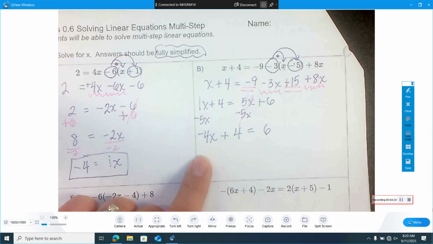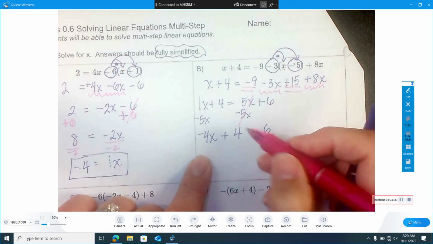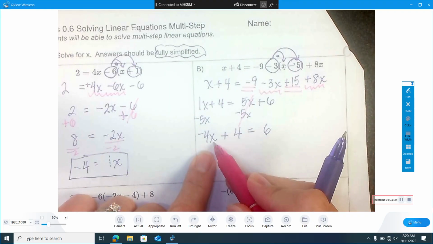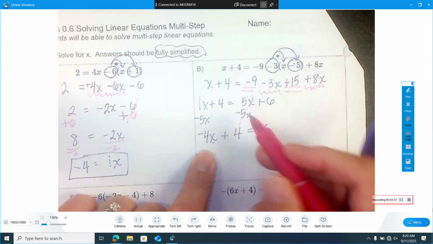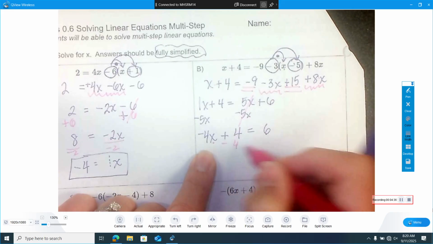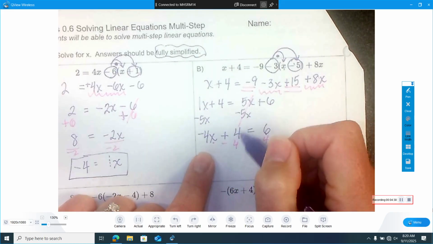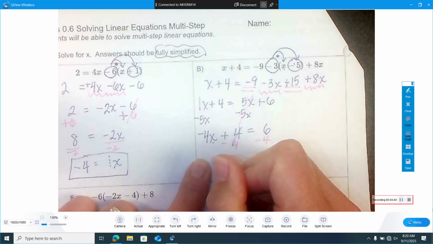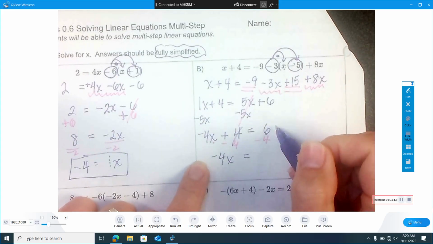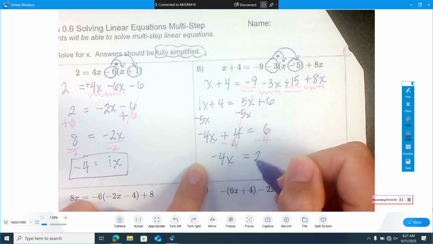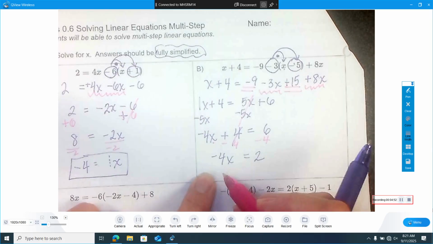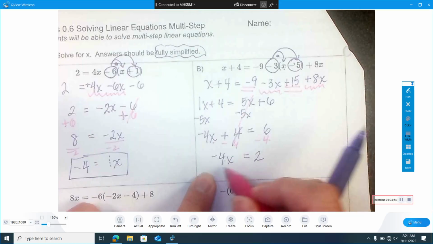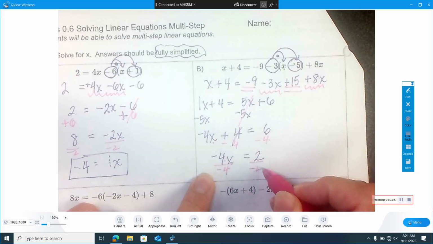And then we can? So my x is on the left. And so I want to move my numbers on the same side away. So I'm going to move my 4 there. So I'm going to subtract 4 from both sides. So I have -4x is equal to 6 minus 4? 2, good. And then? So you divide by -4. Yeah, okay. Divide by -4 because I want the x alone. So I'm going to divide both sides by -4.